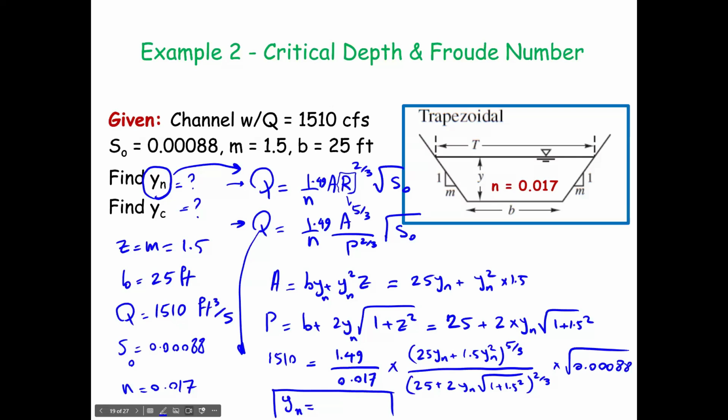What's your normal depth? Tracy, what's yours? Okay. Brock, 6.21. I told you he's fast. 6.25. First part done. I'm going to find critical depths. Jesse, which equation should I use to find critical depths?